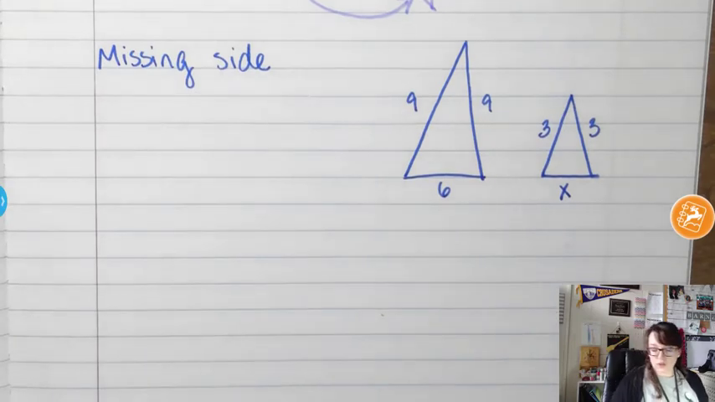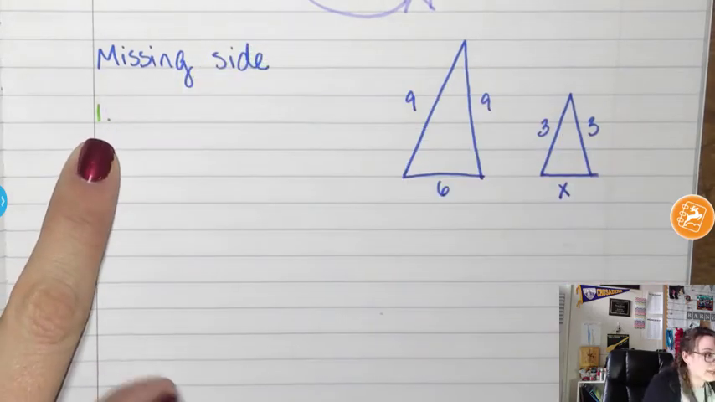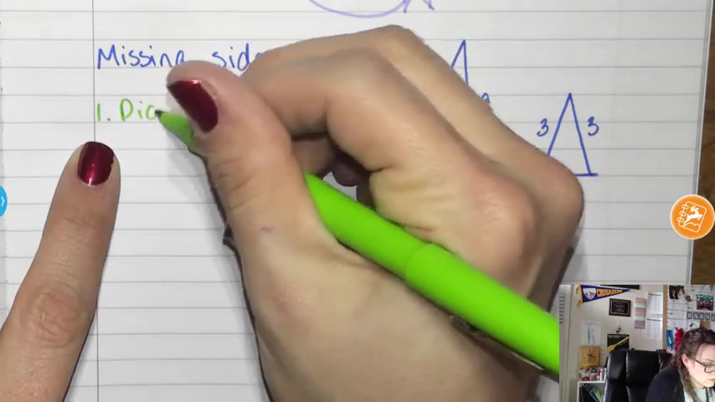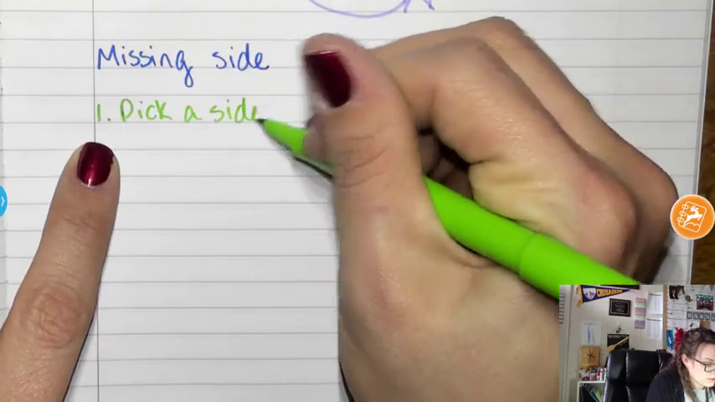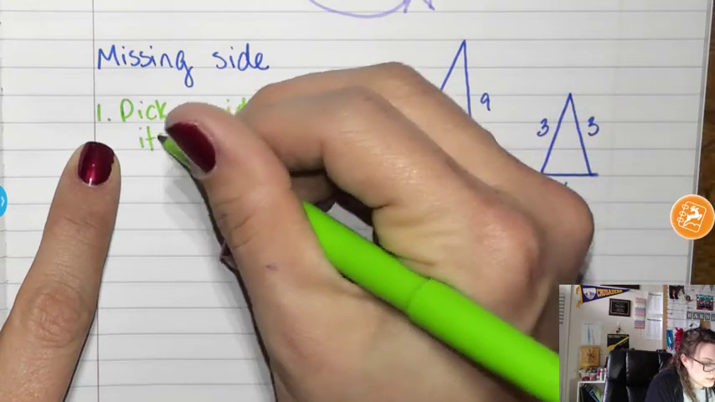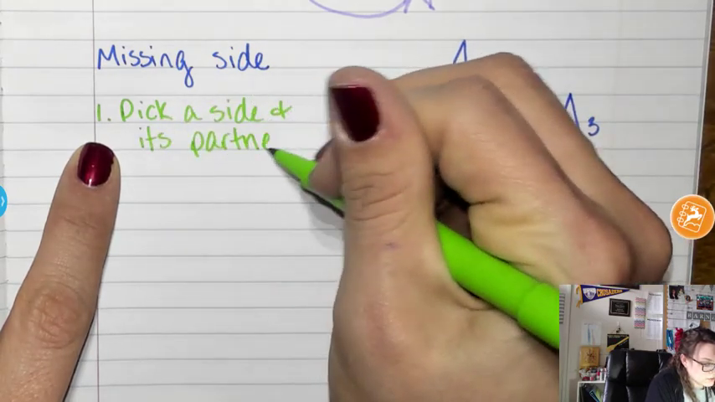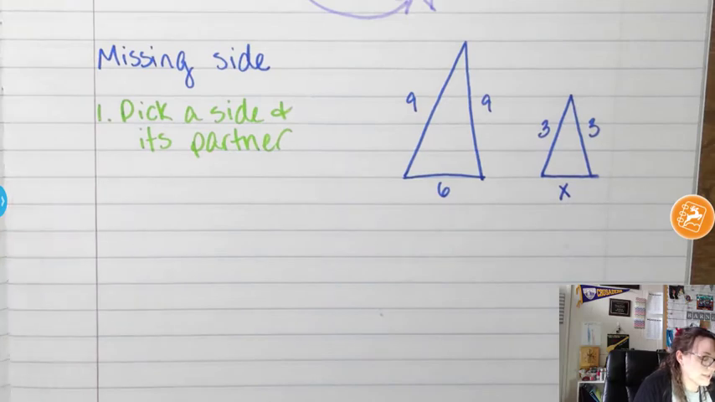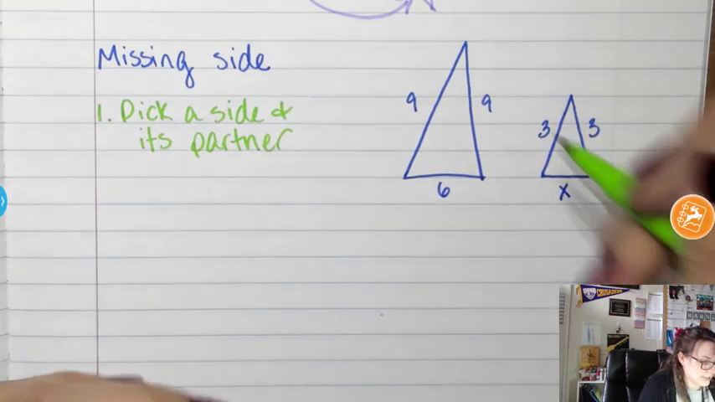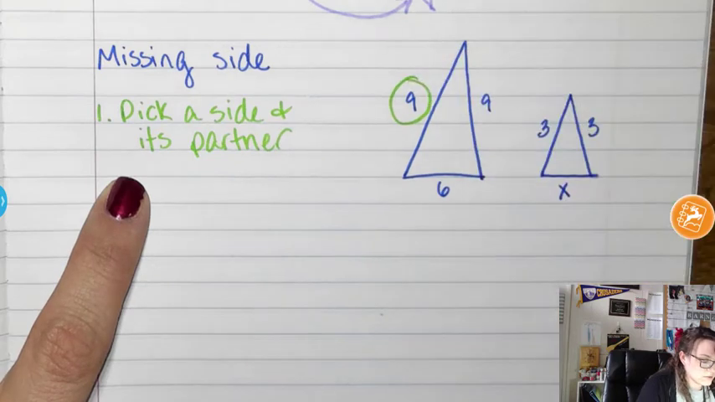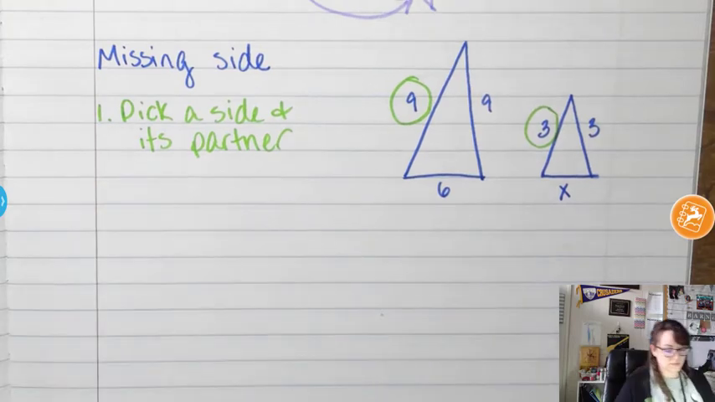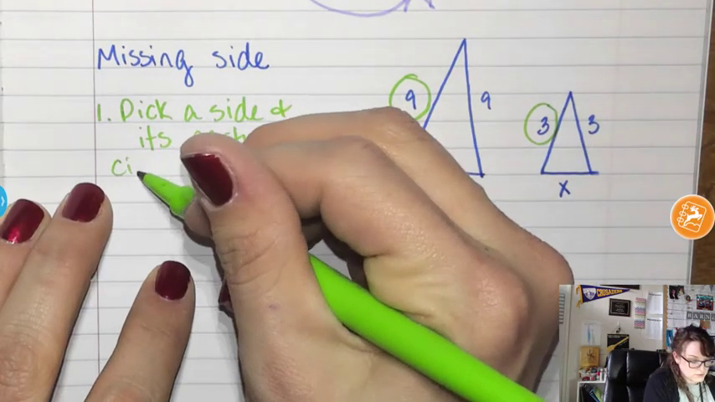So what I'm going to do first, you need to pick a side and its corresponding partner. So you've got 9, 6, and 9. Since 6 goes with X, I'm going to say we should pick 9 for this one. And then 9's partner is going to be 3. Circle them.